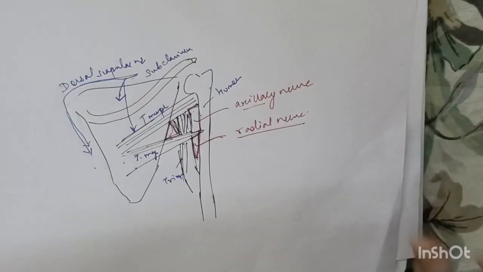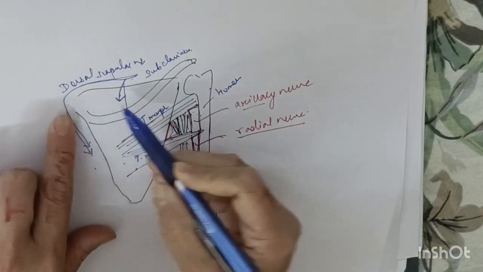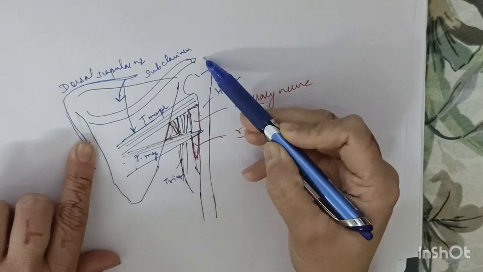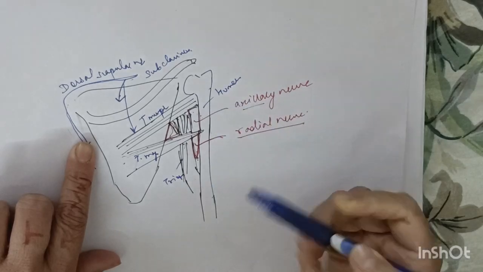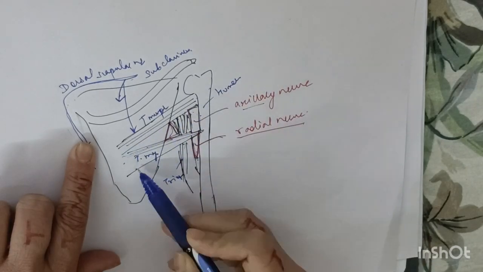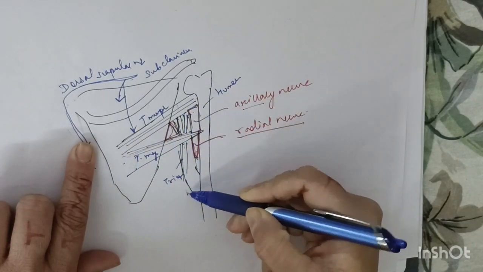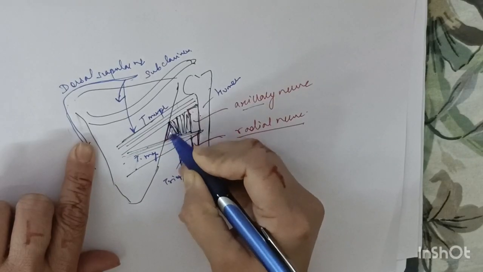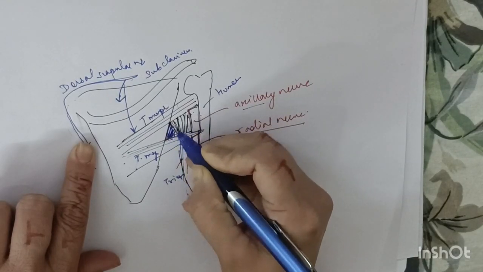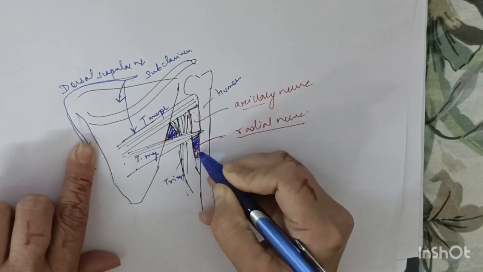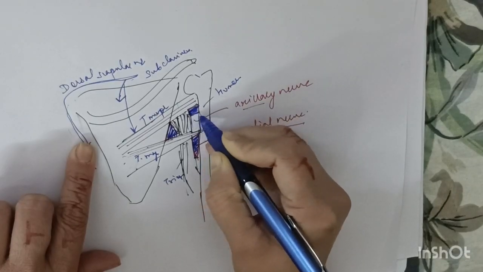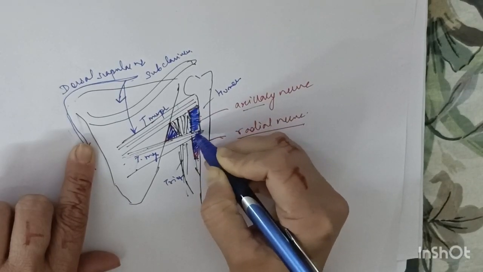If you can see from here, if this is the scapula, I have drawn it, and this is the spine of the scapula, this is the humerus. So you can see this is teres minor, this is teres major, this is the triceps. You find this space. Can you see this space? This is the triangular space. This is again a space. This is again a quadrangular space.